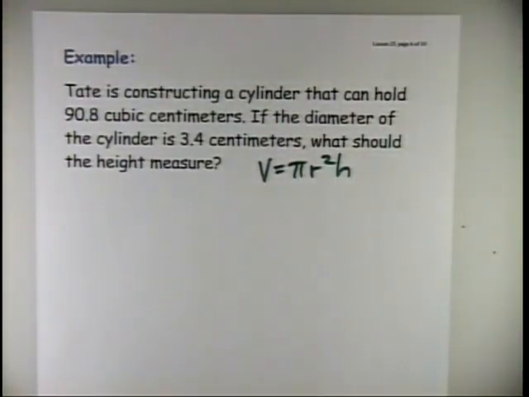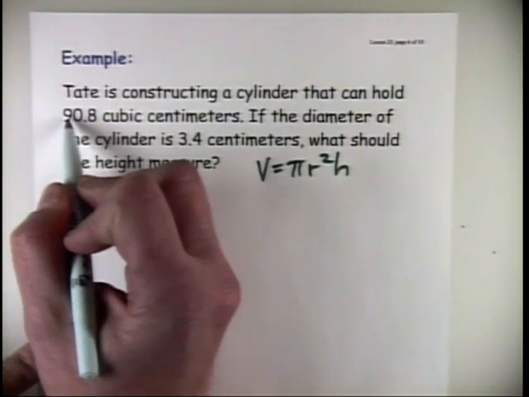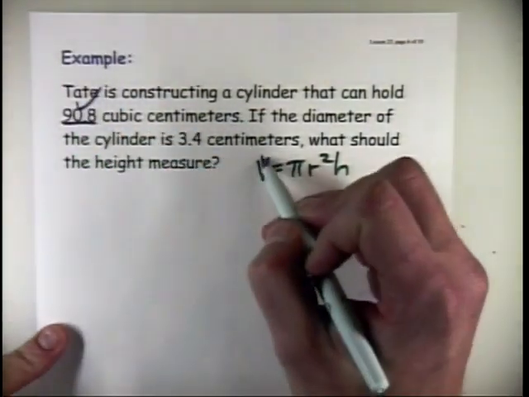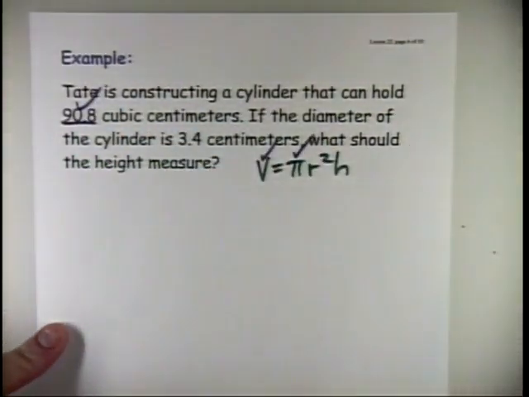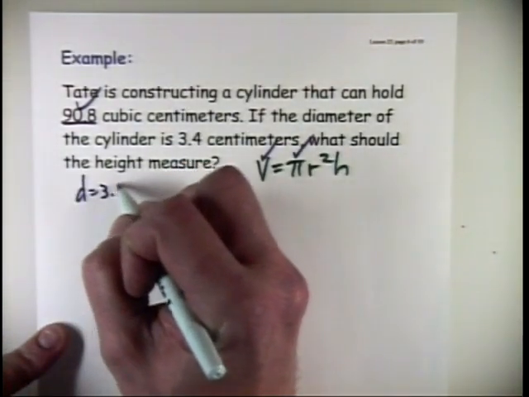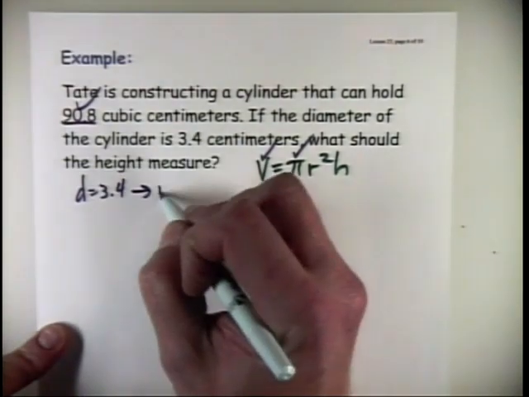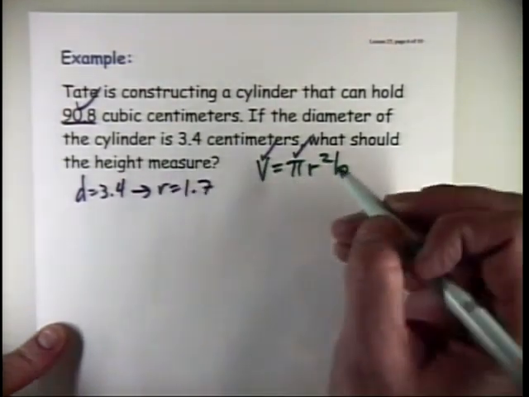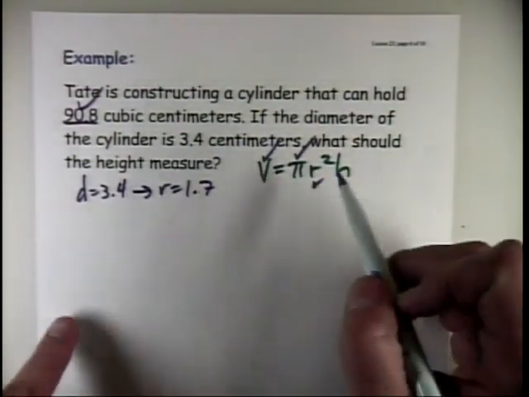What do we know in this problem? We actually are given what the volume needs to be. So we know V. We know pi is pi. We know the diameter is 3.4. So if the diameter is 3.4, the radius is half of that. So the radius is 1.7. So we know the radius. We're trying to find the height.